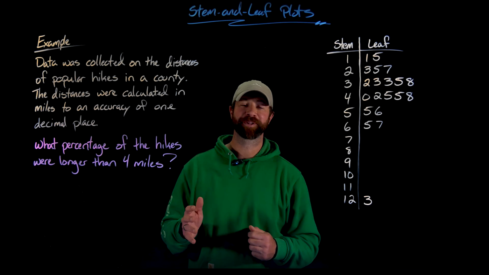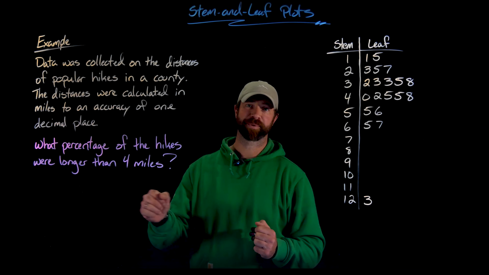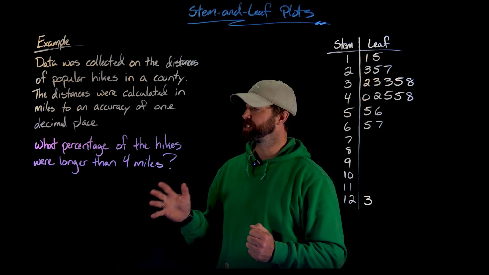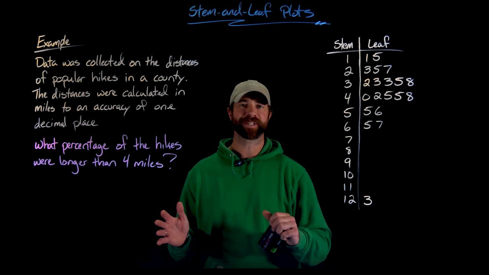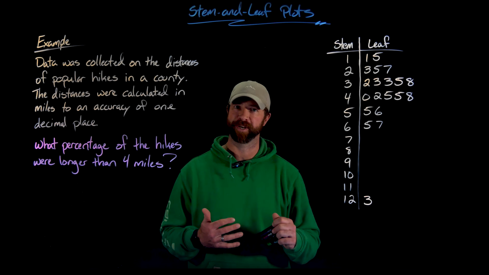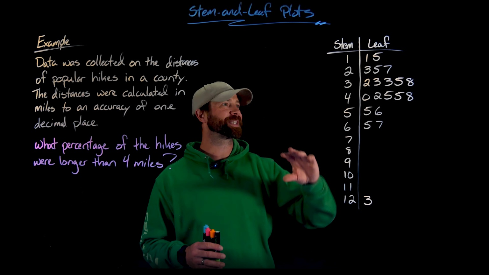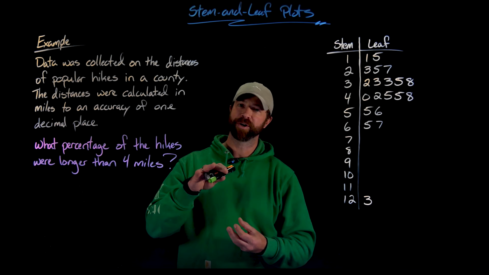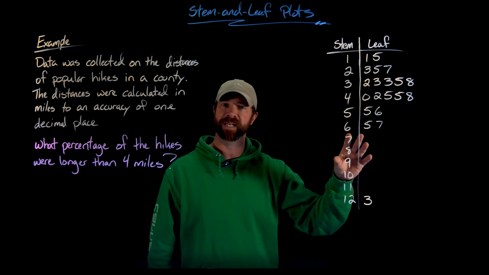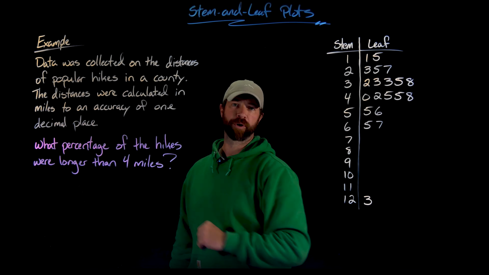All right, now we can have a little bit of fun. We've been given a task to complete here. We're asked what percentage of the hikes were longer than 4 miles. So we just have 2 things that we need to do. This is really related to that idea of relative frequency. What we're looking to do is count up the total number of hikes. That will be our denominator. And our numerator is the number of hikes represented here that are longer than 4 miles.